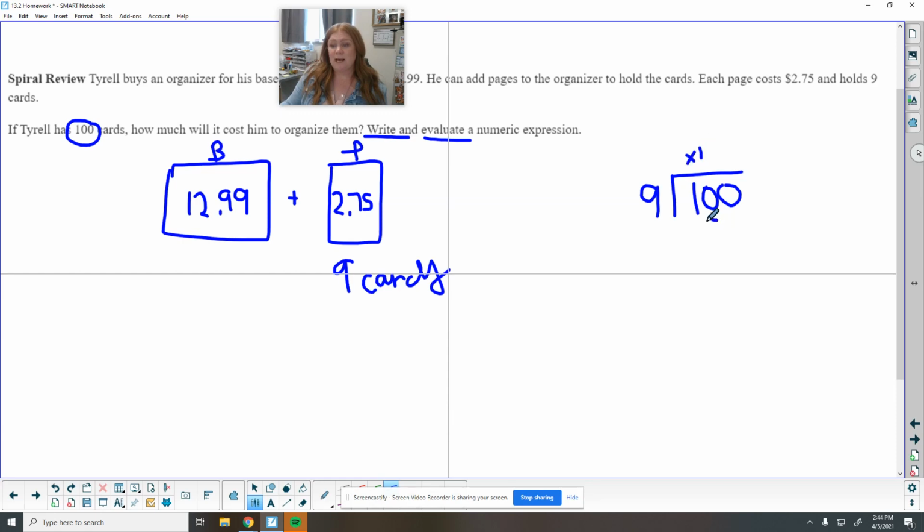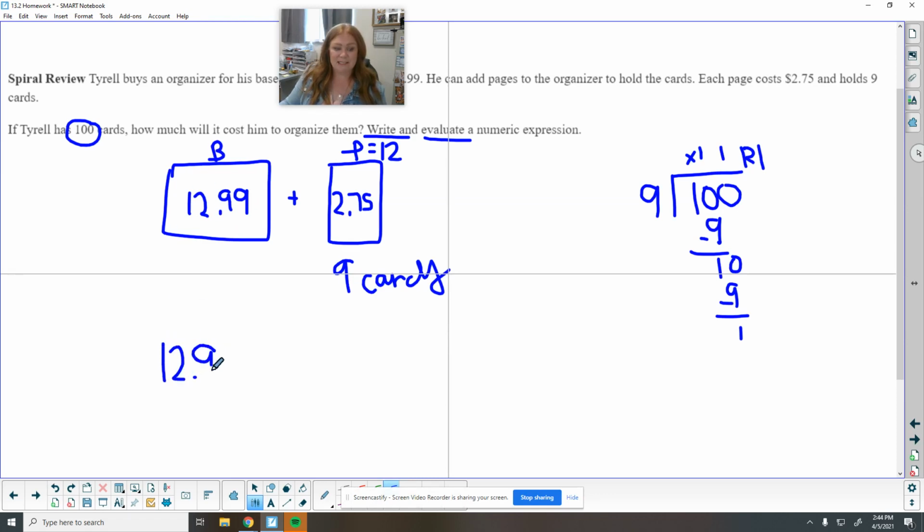So it goes in there one time and one time. And I know there's going to be a remainder. If he only buys 11 pages, there's going to be one card left over. How do you think that poor card would feel if you only bought 11 pages and could only fit 99 of your cards in? It's just out all by itself, all sad. So instead of just buying 11 pages, we really want to buy 12 of these to fit all of his cards.